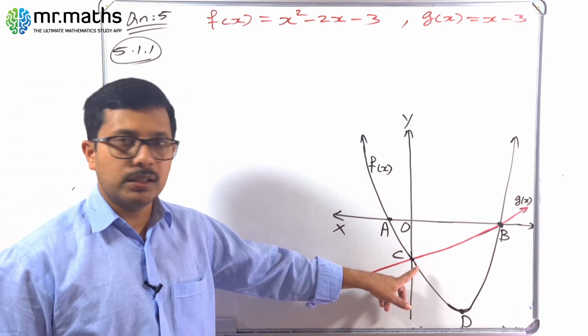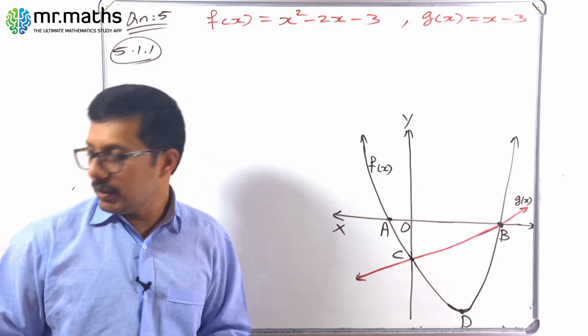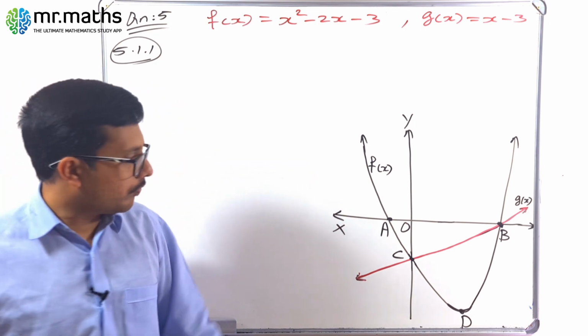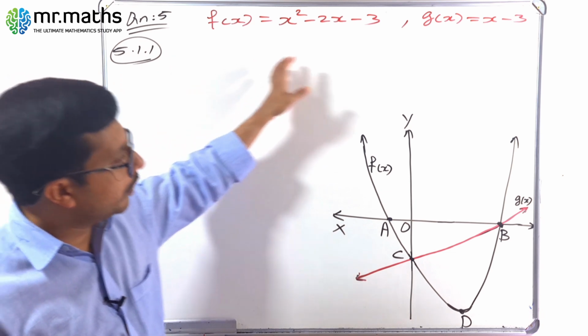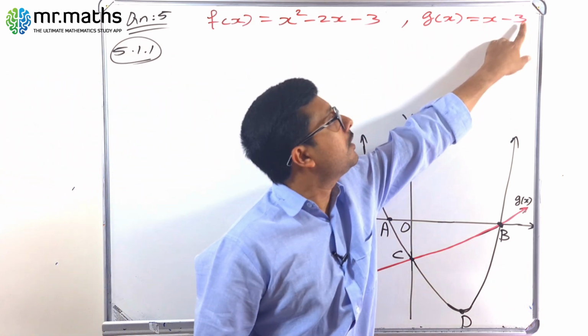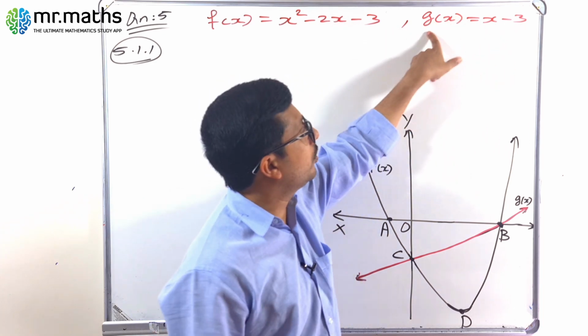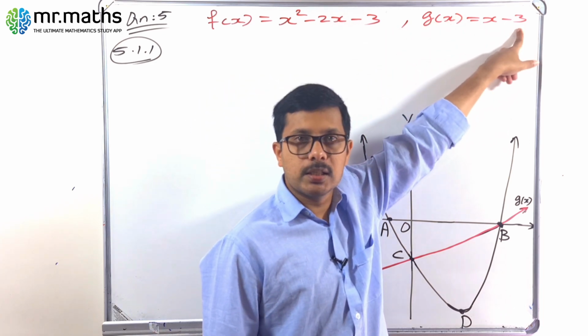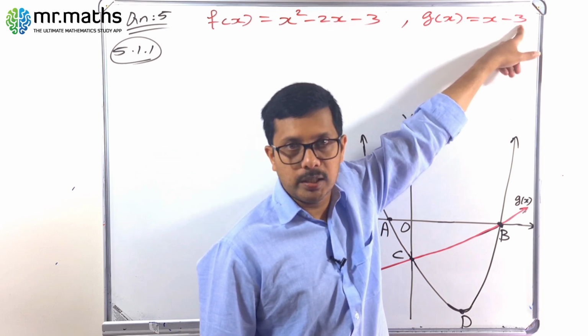Actually, what is that C? C is the y-intercept. Okay, so y-intercept of what? Any graph. Okay, so look at this one. g of x is equal to x minus 3. What does this minus 3 stand for? This is a straight line graph. Am I right? g of x is equal to x minus 3. That's a straight line graph. And what does this minus 3 stand for? The y-intercept. Am I right?